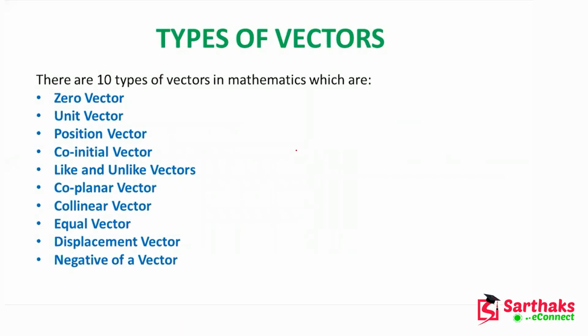Types of vectors. There are 10 types of vectors: zero vector, unit vector, position vector, co-initial vector, like and unlike vector, coplanar vector, collinear vector, equal vector, displacement vector, negative vector. Okay, so there are 10 types of vectors here, and we will study these in the next lecture.